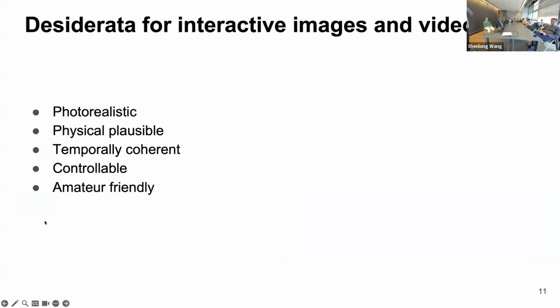So if we think about the desired properties for interactive images and videos, firstly, we need them to be photorealistic, and also physically plausible. Since we are generating a video, we also hope that it can be temporally coherent and highly controllable, because we want the resulting video to reflect precisely the different user actions. And lastly, we want them to be usable by everyone. So it's not only domain experts; everyone can potentially use it.